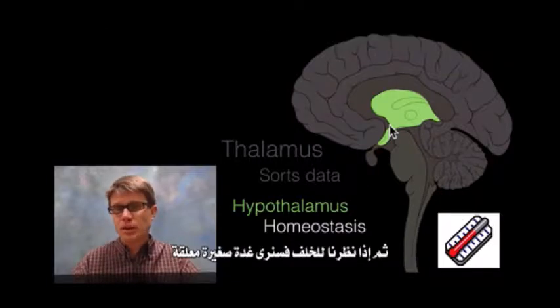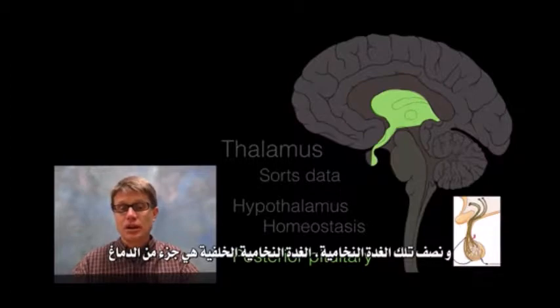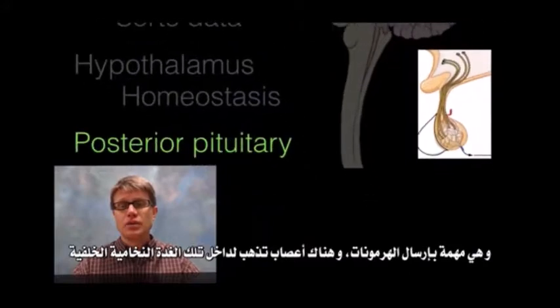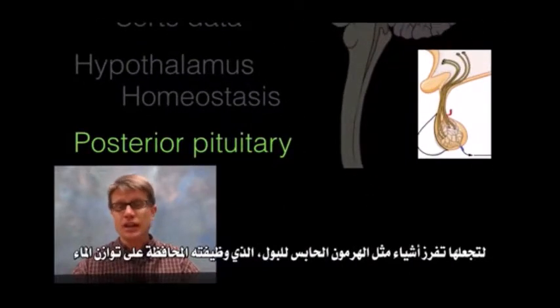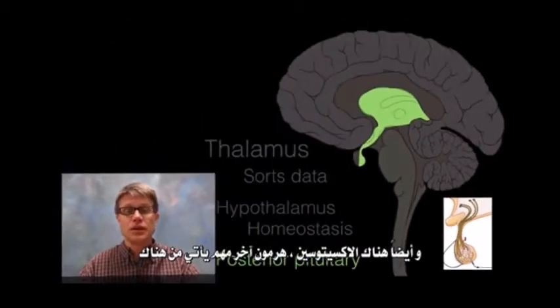And then if we look right below that, you can see a little gland hanging out. And one half of that pituitary gland, the posterior pituitary, is technically part of the brain. And it's important in basically sending off hormones. And so there are nerves that flow into that pituitary, and it's sending out things like antidiuretic hormone that keeps your water balance the same. Oxytocin would be another important hormone that comes out of there.